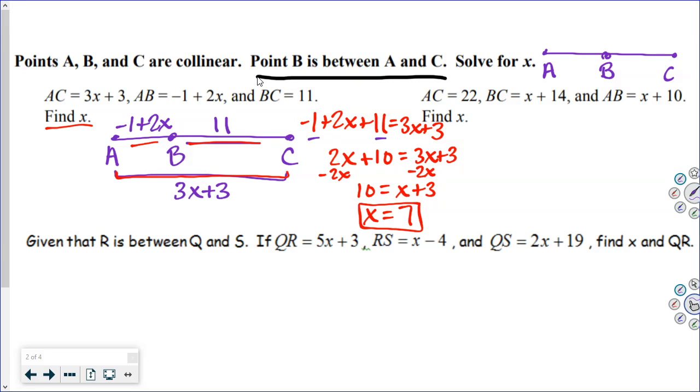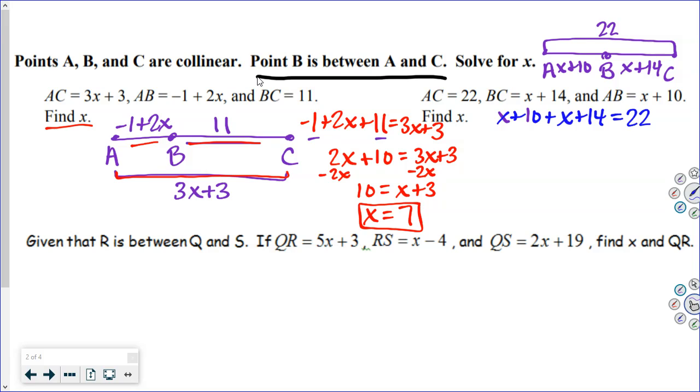When I look at this, I can label what I know. So I know that A to C is 22. I know that B to C is x plus 14, and I know that A to B is x plus 10. So again, when I look at this, I have the two small parts added together. So my x plus 10 plus my other small part equals the big part. So I have small plus small equals whole, or part plus part equals whole.